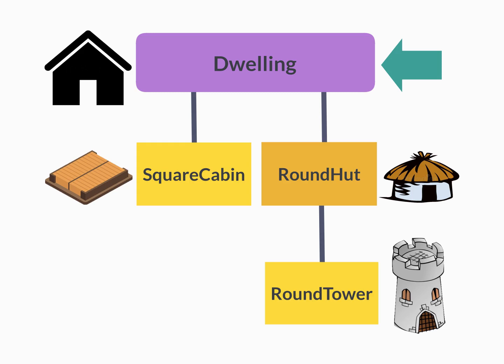Dwelling, a base class representing a non-specific shelter that stores information common to all dwellings. Square cabin, a square cabin made of wood with a square floor plan. Round hut, a round hut made of straw with a circular building plan, which is the parent of the round tower. Round tower, a multi-story circular tower made of stone with a circular building plan.